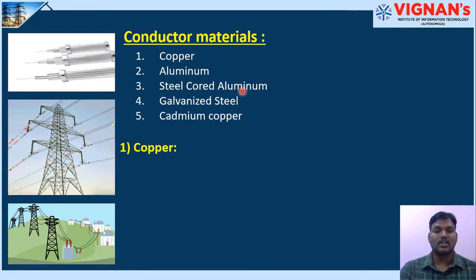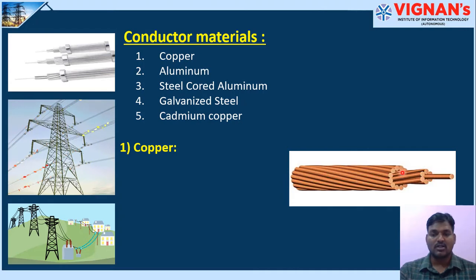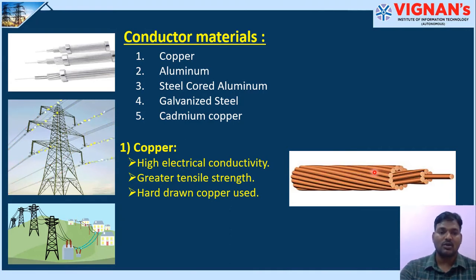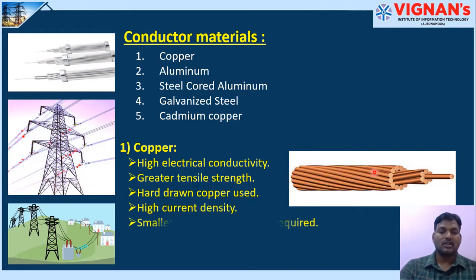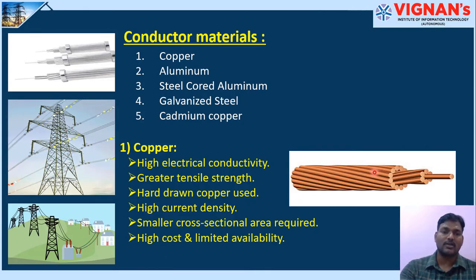First of all, we will see the properties of these materials. Copper. Here you can see in this figure, these are the copper conductors. They are all stranded together to form one transmission line. Copper has good electrical conductivity. It has great tensile strength, which means it is resistant to winds and does not break when it is stretched with great force. Hard rolled copper is generally used, which has very high current density, and a smaller cross-sectional area of copper is required. The disadvantage of copper is its high cost and limited availability.